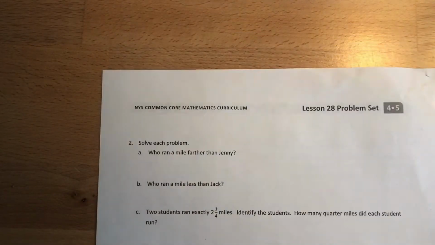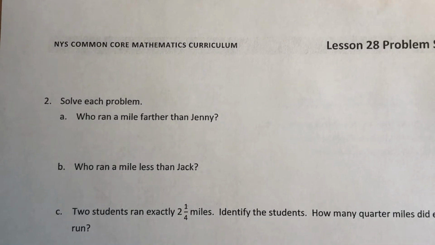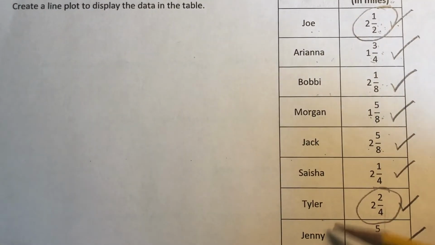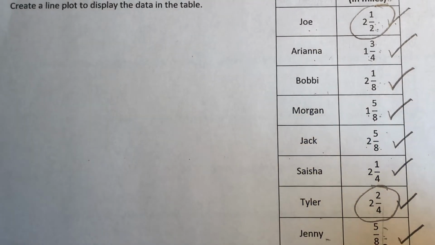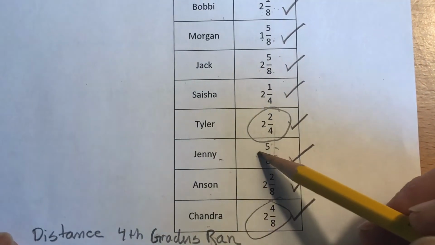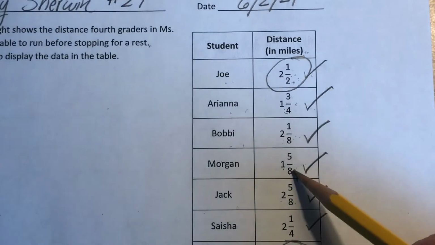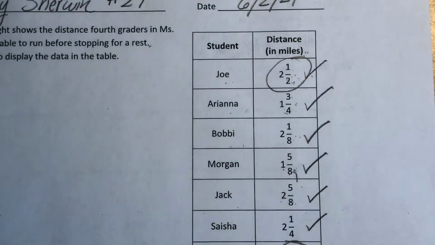Okay, good. So we did this. Now let's answer the questions on the back. It says, who ran a mile further than Jenny? Okay, so here's Jenny. Jenny is 5/8. So 1 mile further, 1 5/8, right? Would have to be that. So I'd have to add 1 mile to it. So who ran 1 5/8? And it sticks right out to me. Kid in my class, 1 5/8. Morgan. Okay, so Morgan.